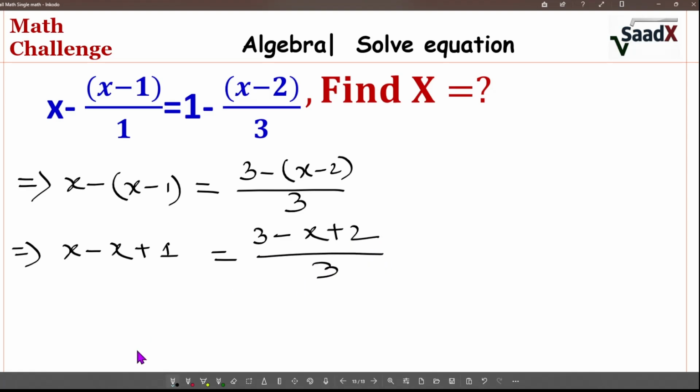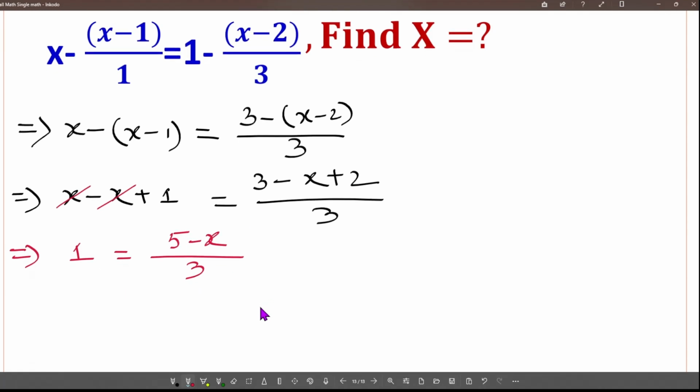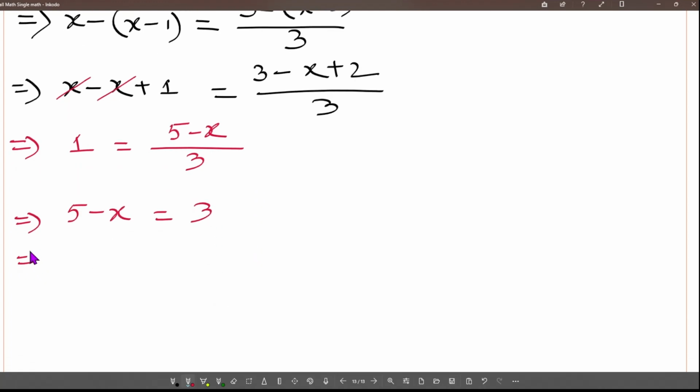divided by 3. So plus x minus x cancels out. Here is 1, and here 3 plus 2 is 5, so we get (5 minus x) divided by 3. Now we can do cross multiplication. So 5 minus x equals 3. Then minus x equals 3.